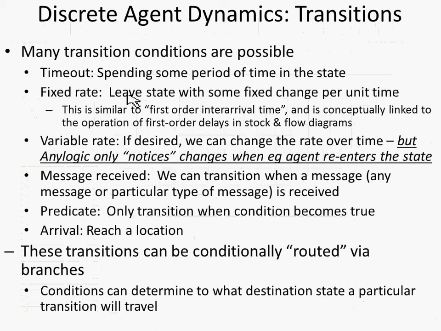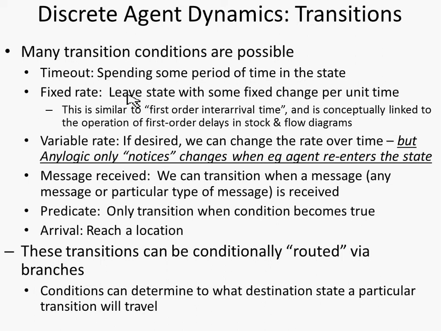Timeout we've seen, spending exactly some period of time in the state, no stochastics. A fixed rate, this is a hazard. This is a first order interarrival time. It's a memoryless Poisson arrival process. We could have a variable rate where the rate changes over time. So you can have time changing hazards, but there's a little bit of finesse required with that just to make sure it updates accordingly.